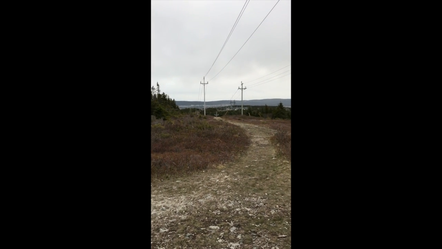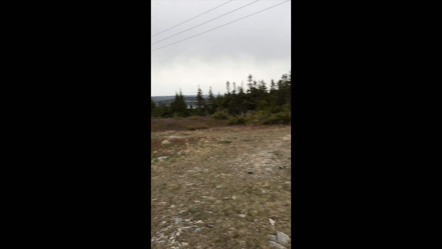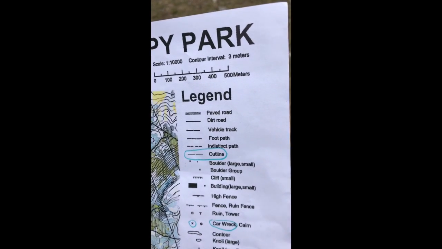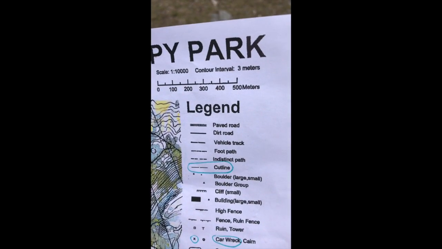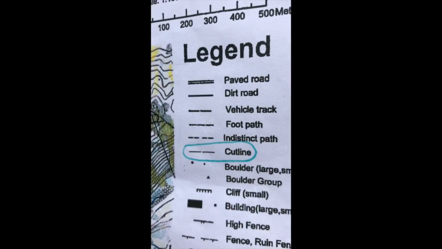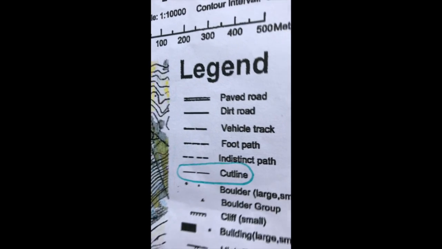And as you can see, it's also rough open land. There's no trees, there's nothing blocking the way. You can walk straight up and down the cut line for kilometers. So in our legend of symbols, we here have the cut line. The cut line can also be known as a telephone pole line or transmission lines.